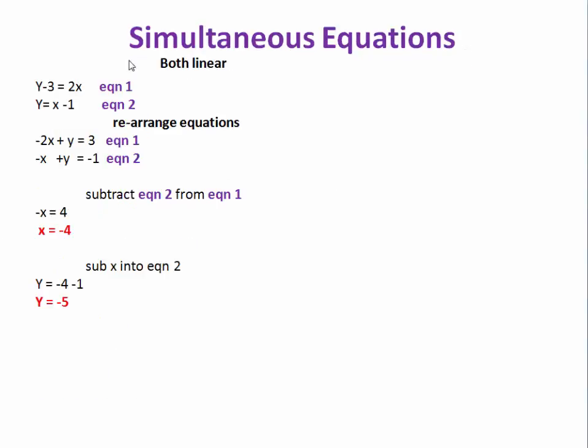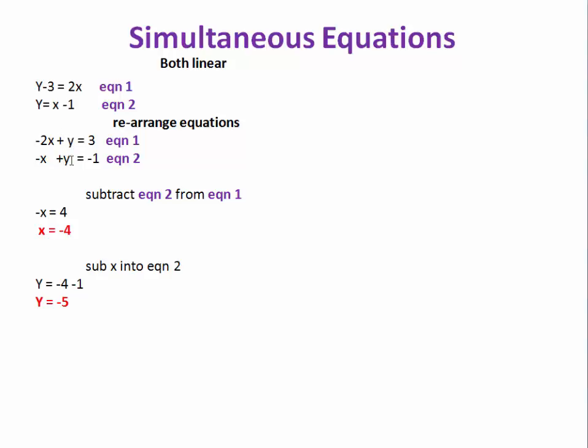Here we're given these two simultaneous equations. Yes, they're both linear. Rearrange them so that we get the x's first, so that becomes minus 2x plus y equals 3. Here when we rearrange this, we get minus x plus y equals minus 1. We can see that the y's are the same. Here, just one of each.